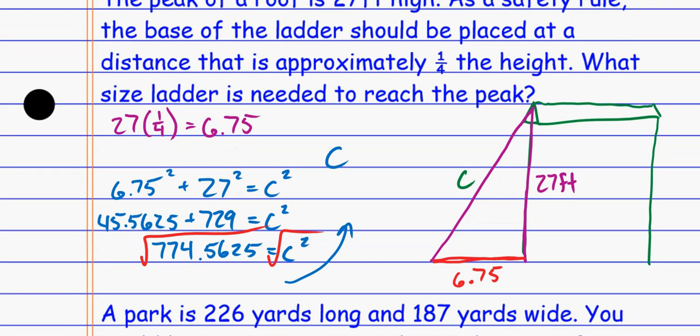And so what it tells me is the length of my ladder when I take the square root. Let me do that on the calculator. It needs to be about 27.83 feet. Okay, and so if we're kind of rounding up, what I really need is a 28-foot ladder for this thing, okay, in order to do this safely.